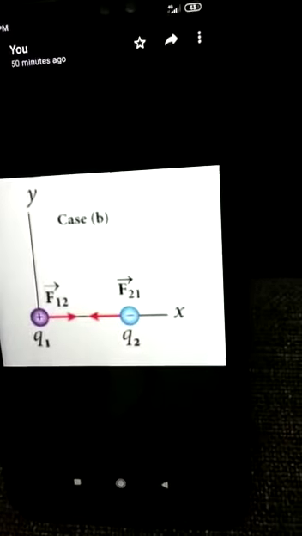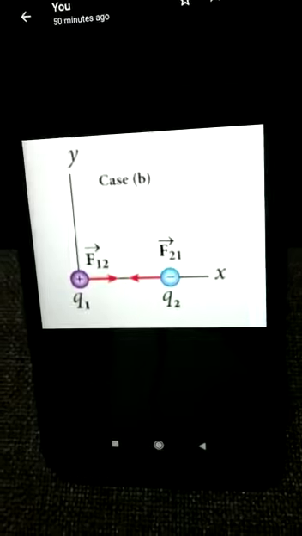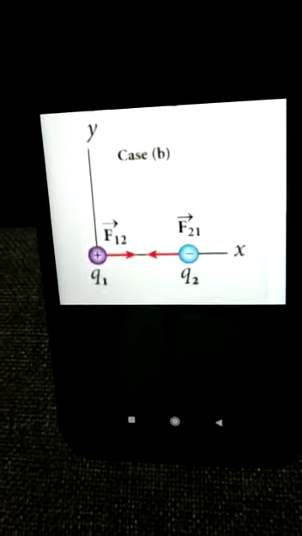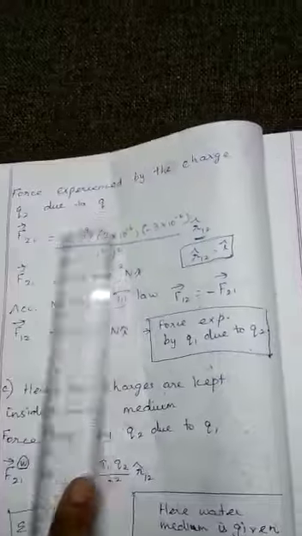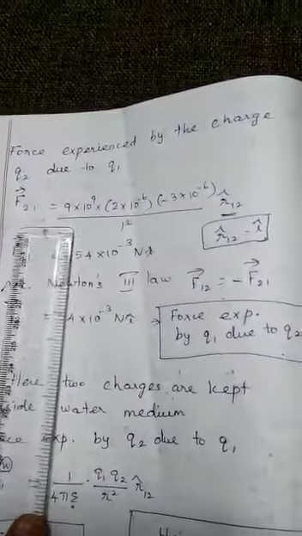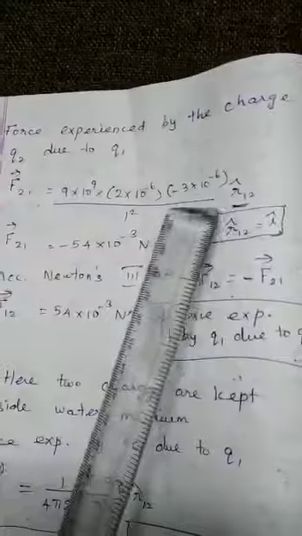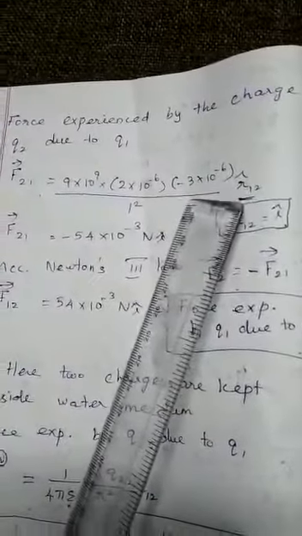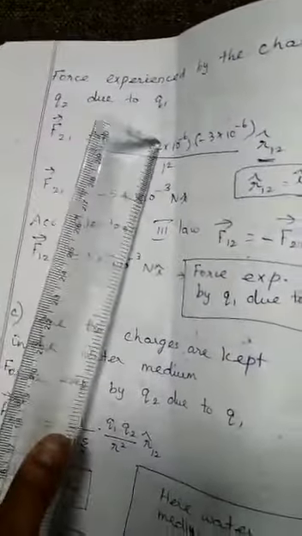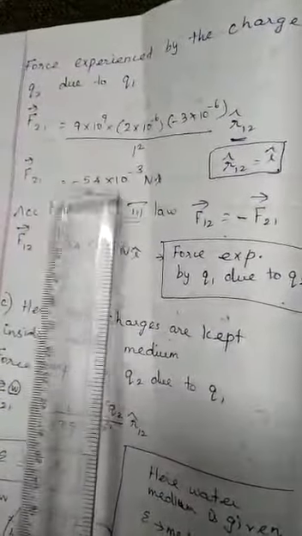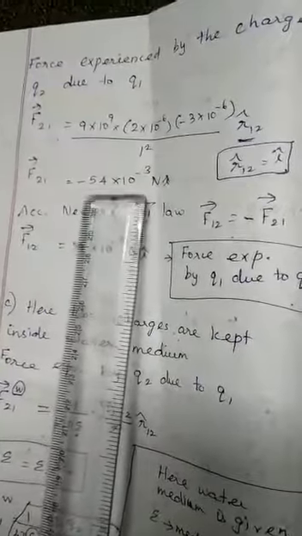The next one is, here also, as in the first case, we are going to find out the force experienced by the charge Q2 due to Q1. We substitute the same formula in a similar way, but the value of Q2 has changed, here it is minus. So how do we calculate? 9 into 2, 18, 18 into 3, 54 with a minus sign. That is, F21 here is minus 54 into 10 power minus 3 Newton.